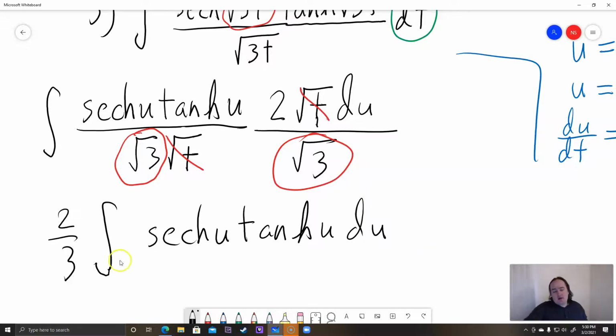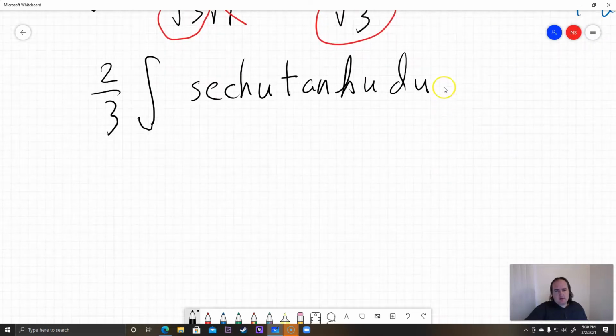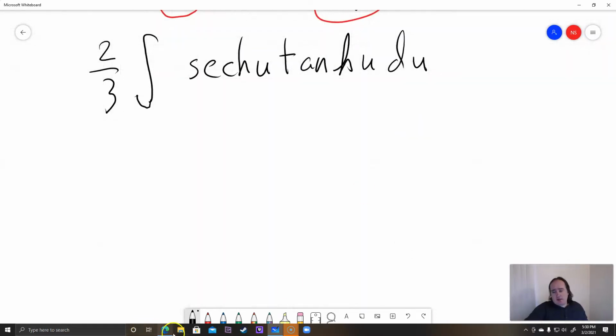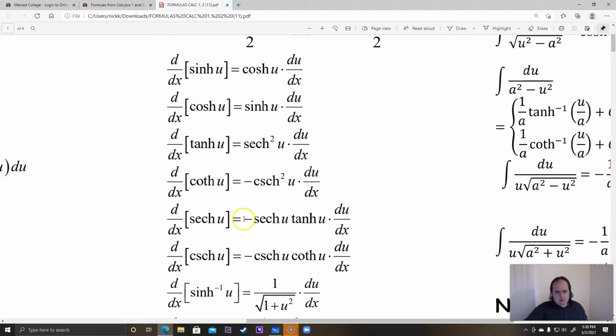And what did we say the integral of sech of u, tangent of u, du is? Well, I erased it down here, but I can still easily figure it out by just looking at these formulas. So the integral of sech of u tanh of u is, if we move the minus to the other side, negative sech of u plus c. Okay, that's just using this formula, moving the minus to the other side, and then we're done.